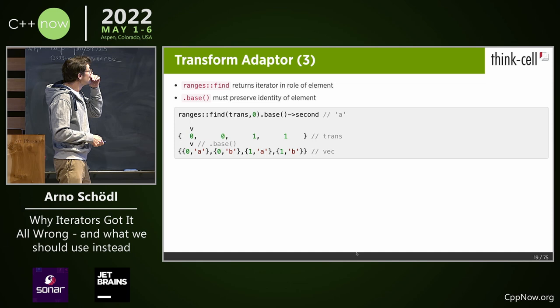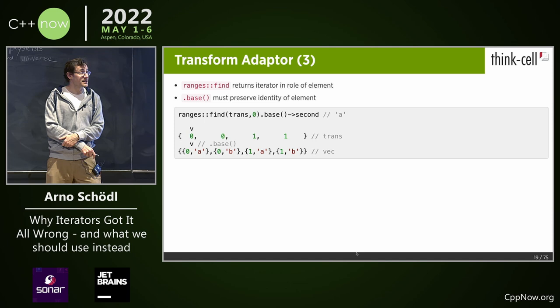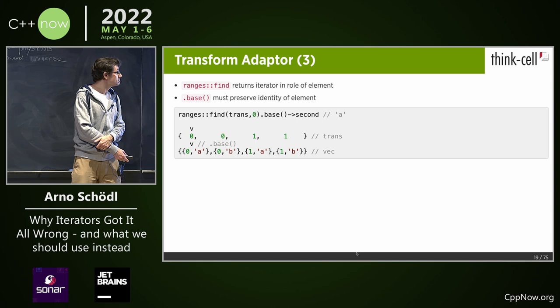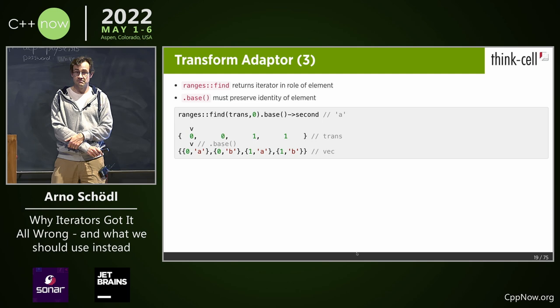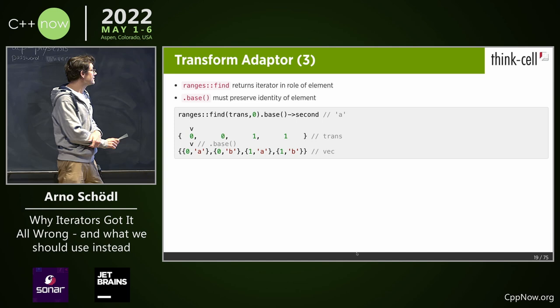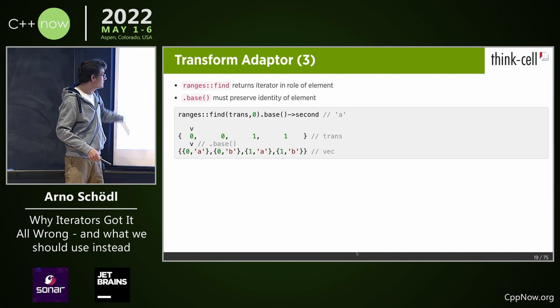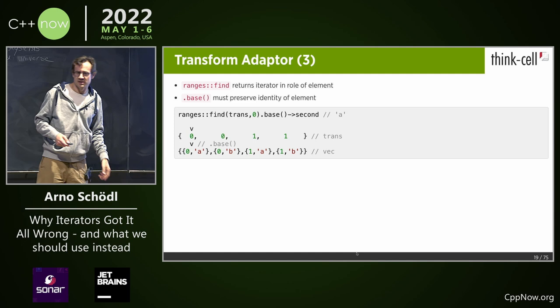Now, ranges find certainly returns iterators in the role of an element, because the equality you are finding by is a property of the element. So you're returning an element. So the base that you're calling on the iterator should preserve the identity of that element. You are pointing at this first zero, and when you call base, you should still point at the first element in that original vector. It seems like, yeah, of course, Arno, what are you talking about? Of course, it has to be like that.